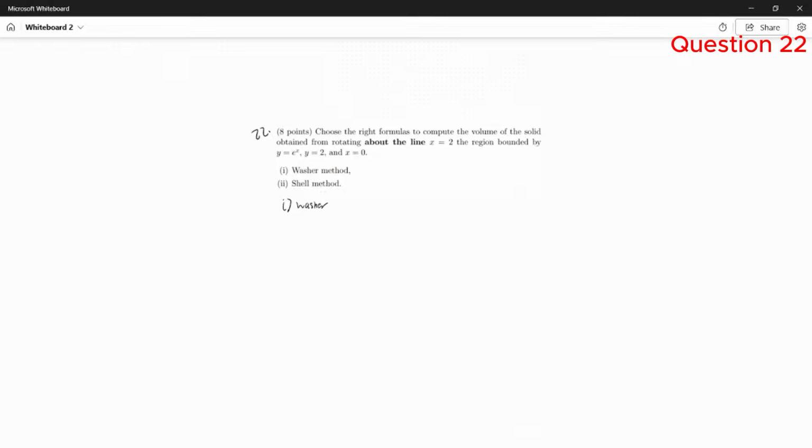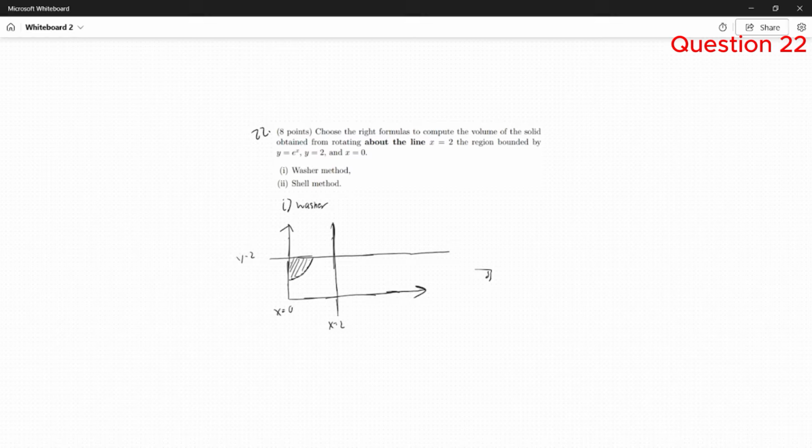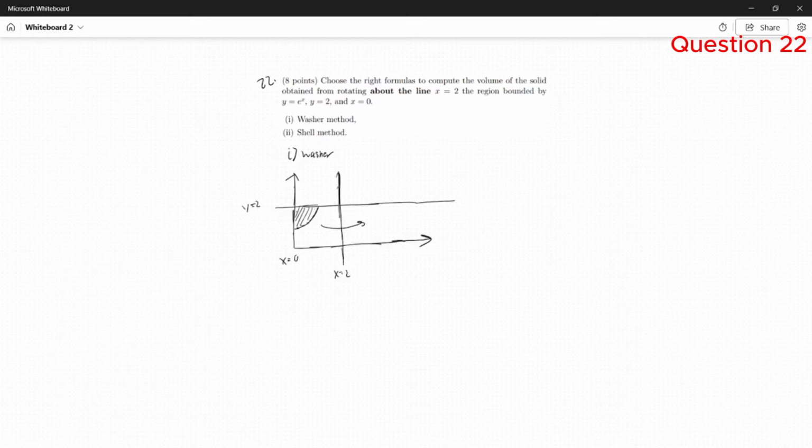And before I do anything, I'm going to draw out our shape. We're first bounded by x equals 0. We're bounded by y equals 2. And we're revolving around x equals 2. Our function would look something maybe a little bit like that. And we're revolving that around the y-axis.